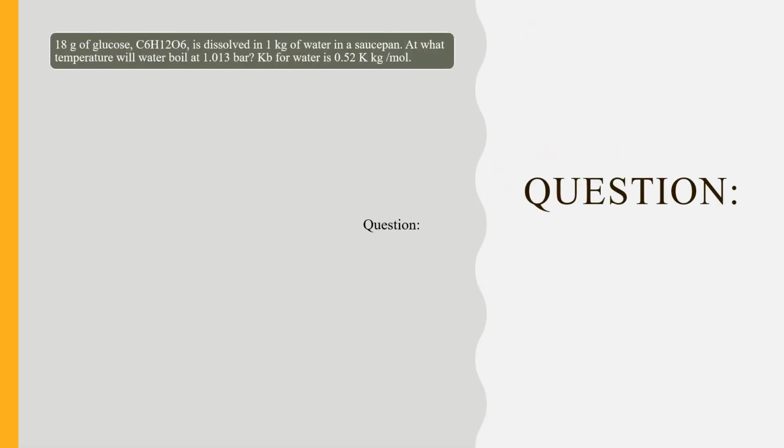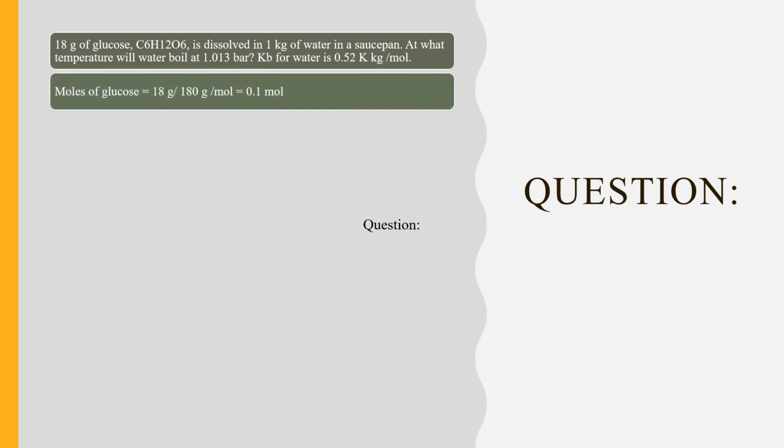Elevation in boiling point can be seen through a question. We have a question that 18 gram of glucose, C6H12O6, is dissolved in 1 kg of water in a saucepan. At what temperature will water boil at 1.03 bar? Means atmospheric pressure is given. Kb for water is 0.52 Kelvin kg per mole.